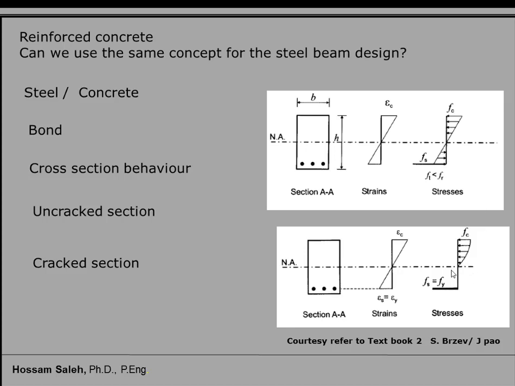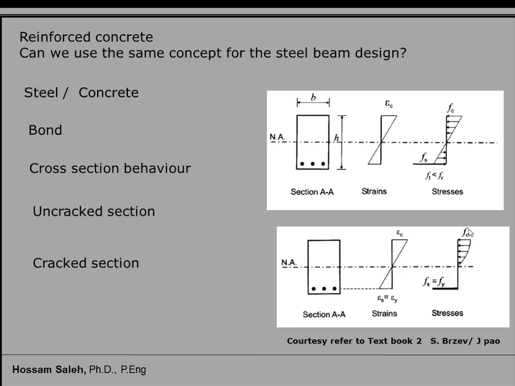In this section, the tensile stresses exceeded the tensile strength of the concrete. That's why the concrete started to crack, and we don't consider any tensile strength of the concrete, and the tensile force will be resisted by the steel only. So at the top I will have compressive force from the concrete, and at the bottom I will have tensile force from the steel. So I have FC and I have FY.